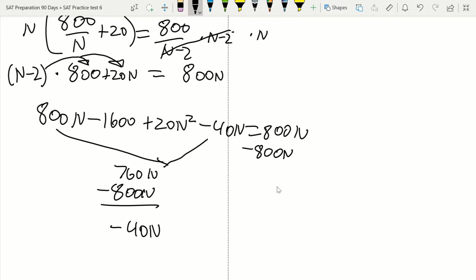Okay, we've got a negative 1600 there. That's going to have to stay and drop down. We're going to have a plus 20N squared that's going to be over here then. Okay, that's all set equal to 0. Now we go ahead and factor.